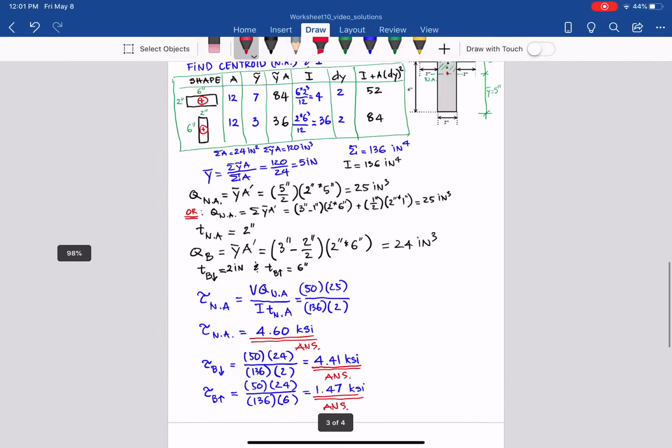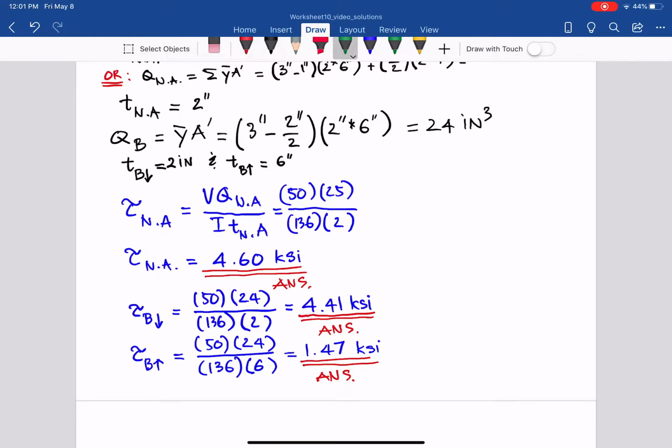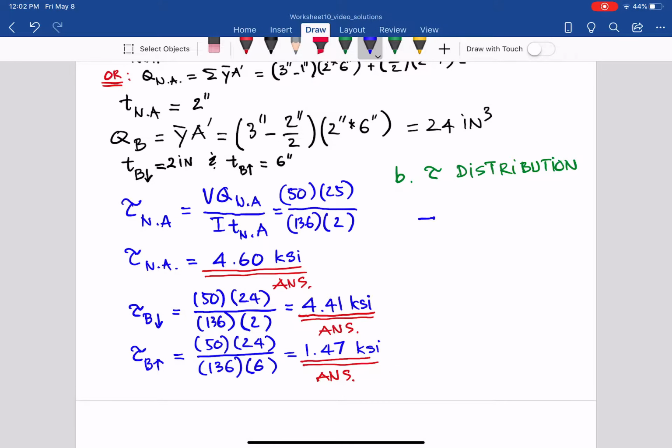So that is part A of the T-box. We also want to find part B, which is the distribution of tau. Everyone knows that it should be parabolic. So let's draw the side of the cross section, and the neutral axis is not in the center anymore. The whole thing is 8 inches, but it leans to the top. Here is the neutral axis.